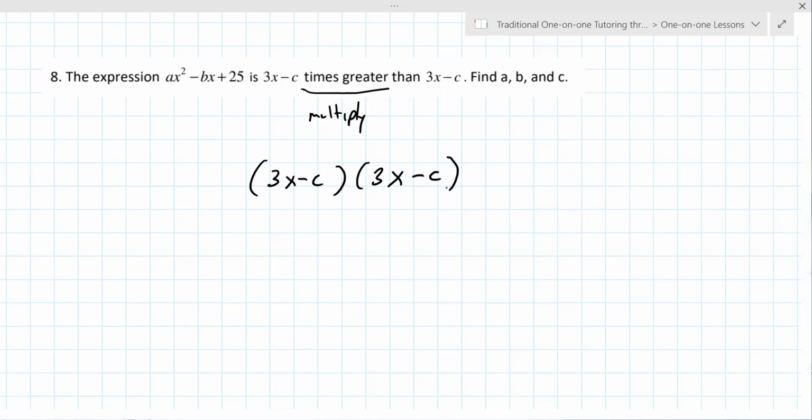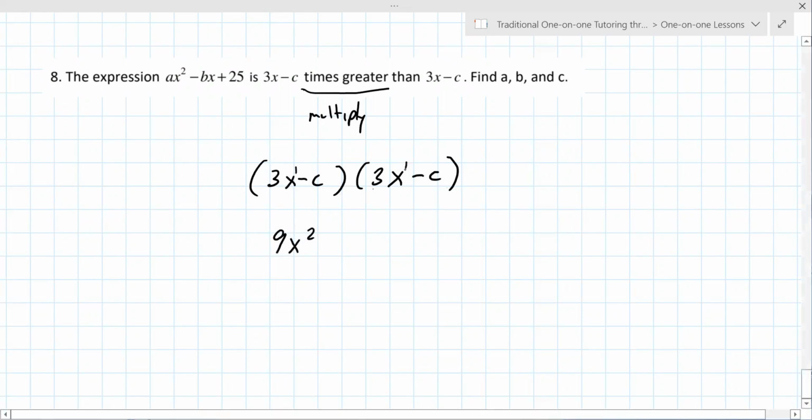So we're going to FOIL this. And you can FOIL it even if there's no number. Your first times your first is 9x squared, right? Now your outer is 3x times minus c. So it's minus 3xc. When you have two letters, you just squeeze them together. And then you do the inner, which is also minus 3xc. And then you do the last times the last, which is plus c squared.